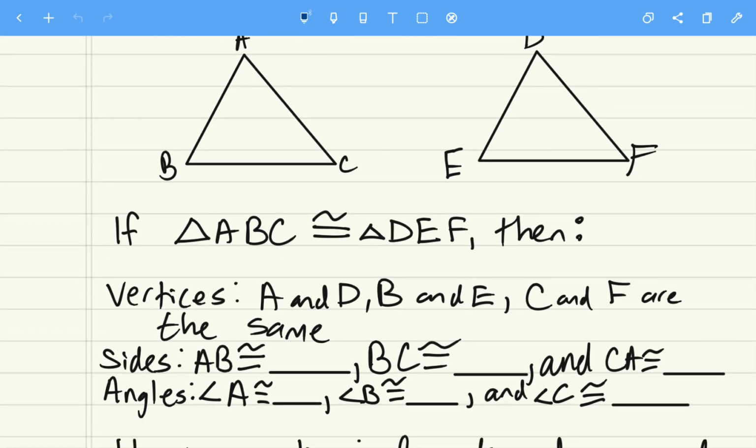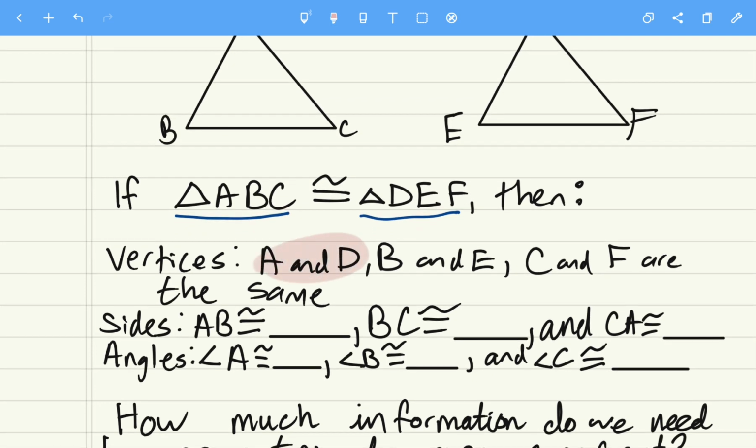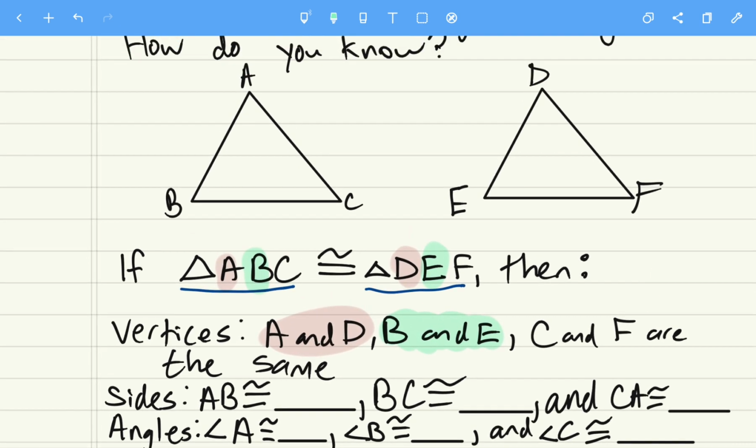So let's look at some notation real quick. So if triangle ABC is congruent with triangle DEF, then we know that the vertices A and D are congruent. So those are the first ones in each one. We know B and E, vertices B and E are congruent. And vertices C and F are congruent as well. So these are all the corresponding vertices in each triangle.